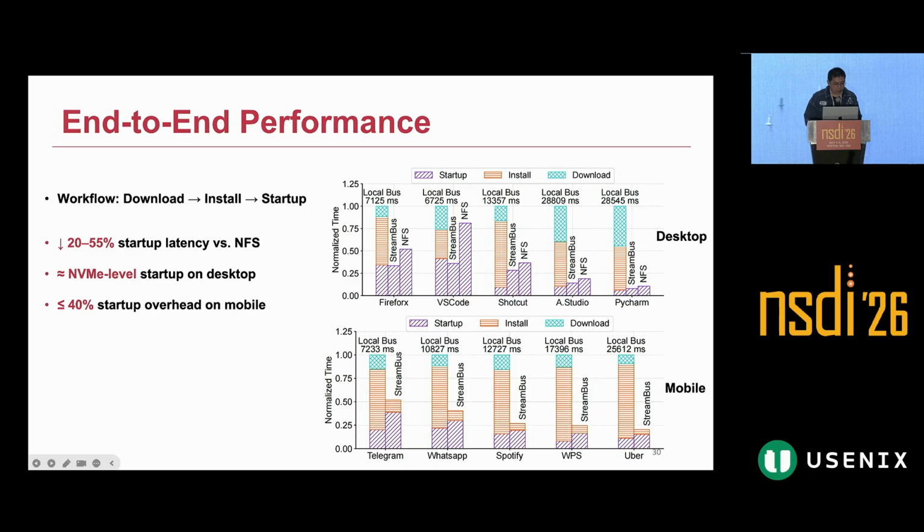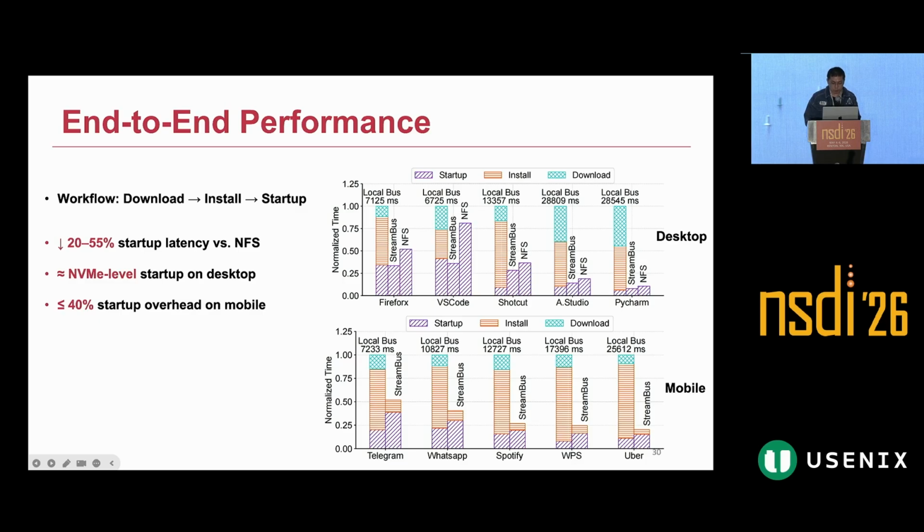Then we evaluate end-to-end performance under a typical workflow of download, install, and startup. On desktop, StreamBus and NFS skip download and installation, while on mobile, StreamBus still requires a lightweight install due to Android system constraints. Compared to NFS, StreamBus consistently reduces startup by 20% to 55%.